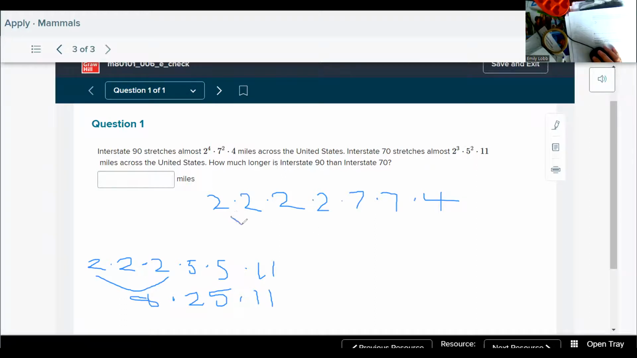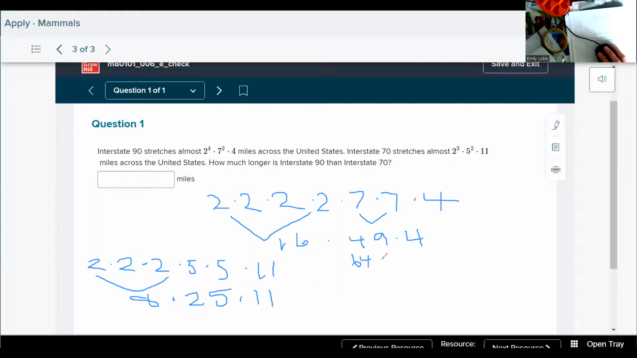We know this is 2 cubed, which is 8, so 2 to the 4th must be 16. 7 times 7 is 49. Remember, multiplication is commutative. We can do it in any order. So I could say 16 times 4, since that's something I know, and that would give us 64 times 49.